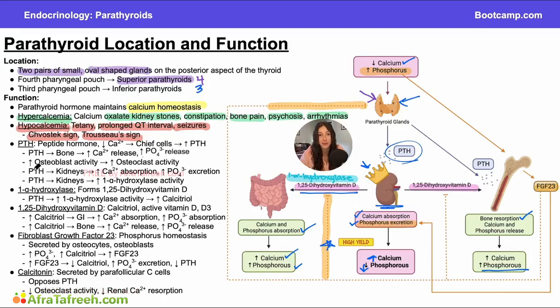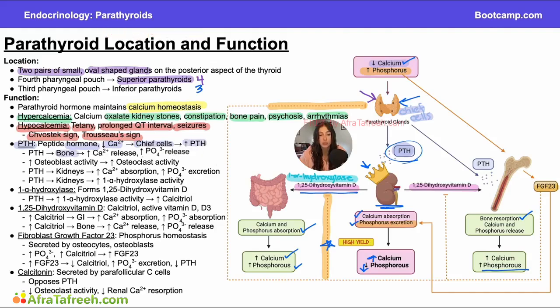So that was a general overview of this pathway. Let's get into a little bit more detail here. First we talked about parathyroid hormone. Parathyroid hormone, of course, is a peptide hormone. It was released in response to decreased calcium. It is going to be secreted by our chief cells in the parathyroid. So it is our chief cells, those specific cells in our parathyroid gland, that are releasing parathyroid hormone.